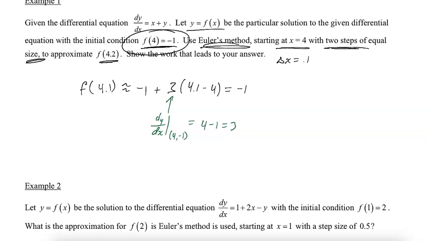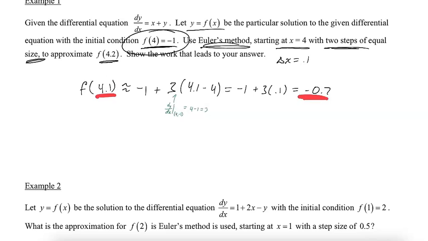This is negative 1 plus 3 times 0.1, which is negative 0.7. All right, there's my first one. So the next one, I am going to have to go from my point at 4.1, negative 0.7.